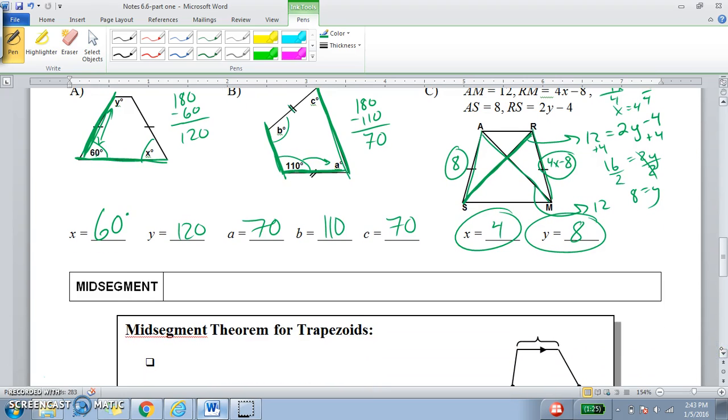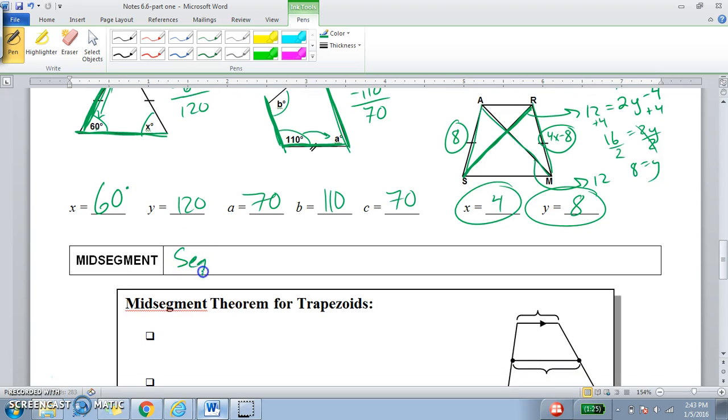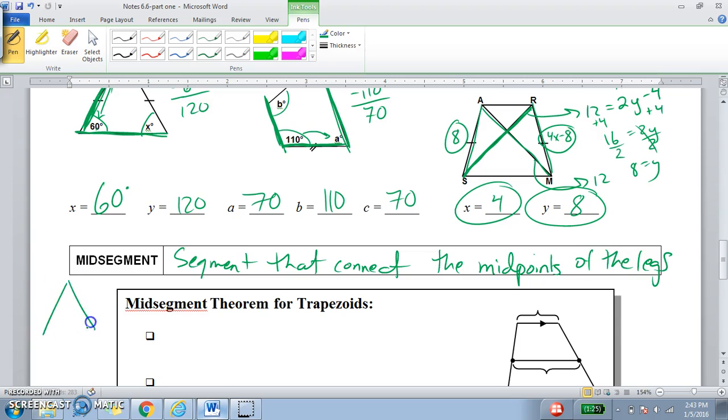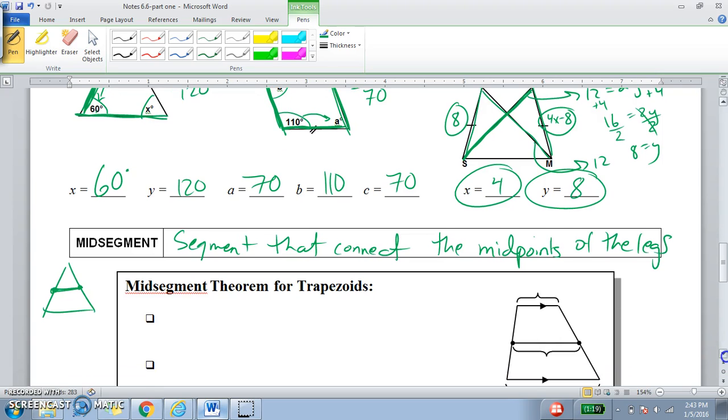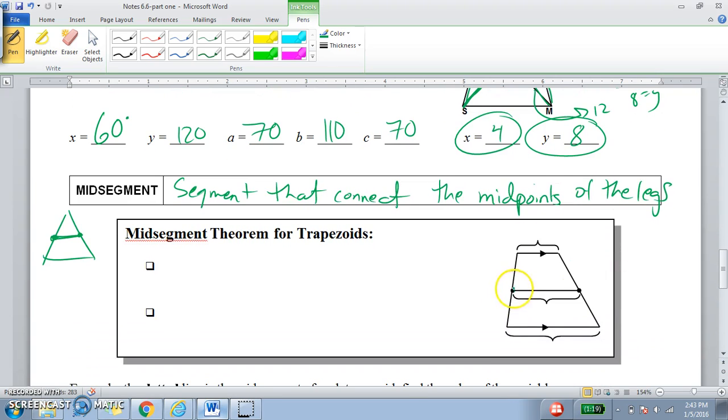Alright, a midsegment in a trapezoid. We've talked about midsegments in triangles as well, so it's a similar thing. So a midsegment is a segment that connects the midpoints of the legs, just like it does in a triangle. So in a triangle, a midsegment connects the midpoints of any two sides of the triangle. In a trapezoid, it connects the midpoints of the two legs, so the sides that are not parallel to each other. So if I draw in the midpoints of these two legs and connect that with a segment, that's called the midsegment.